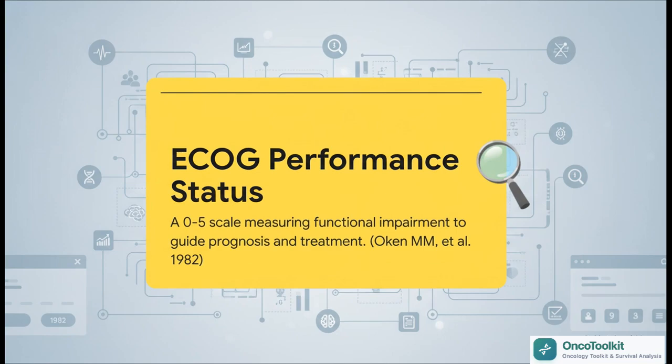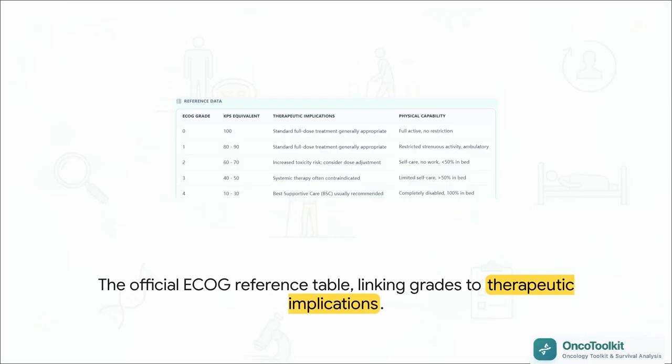So the ECOG performance status, as you see it defined here, is a pretty simple 0 to 5 scale that measures a patient's functional impairment. Its whole purpose is to guide prognosis and treatment decisions. And it isn't just some arbitrary thing. It's grounded in that landmark 1982 paper by Oken and colleagues. That study established the evidence base we still rely on today. And this table right here, this is the gold standard. This is the official reference that links every single ECOG grade to its therapeutic implications and the patient's physical capability. This is our source of truth for every assessment we make.